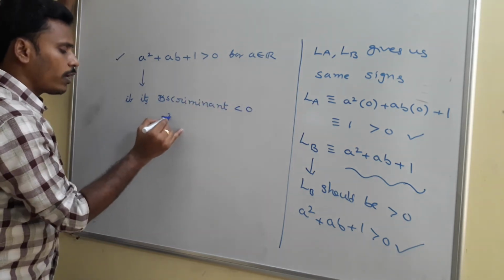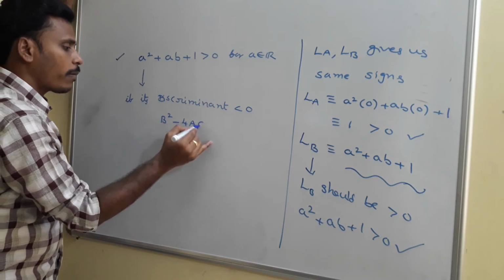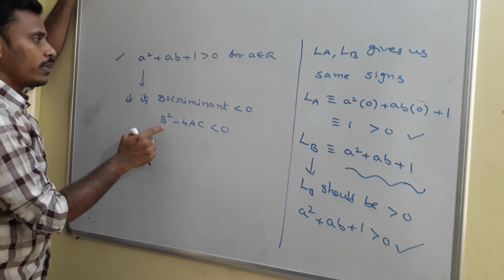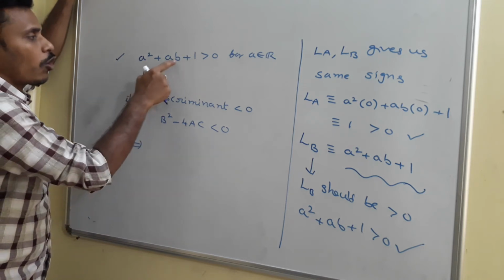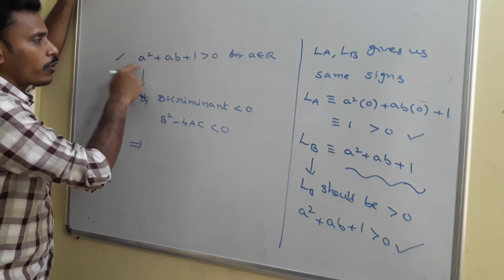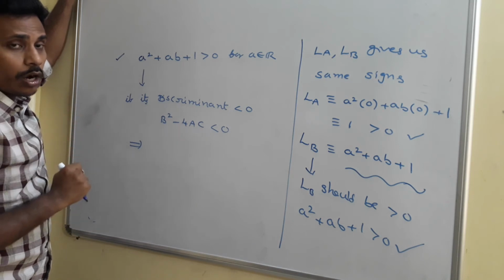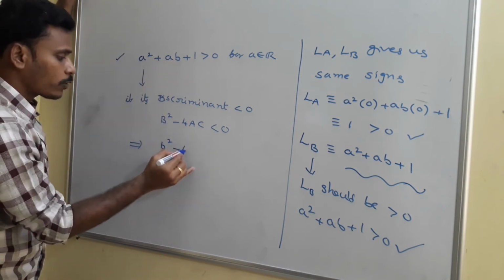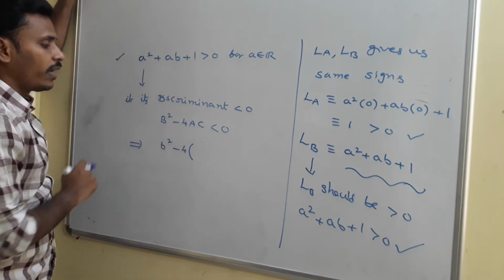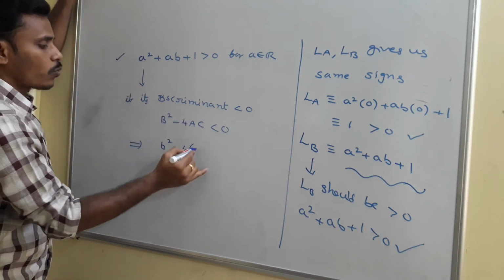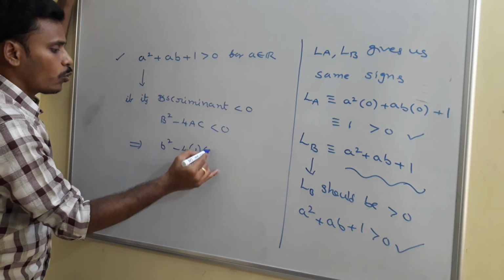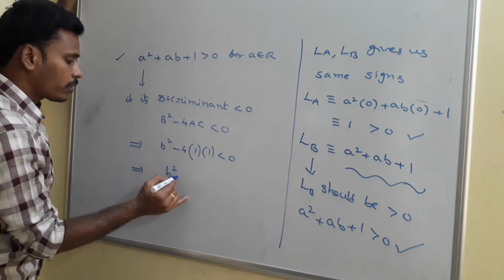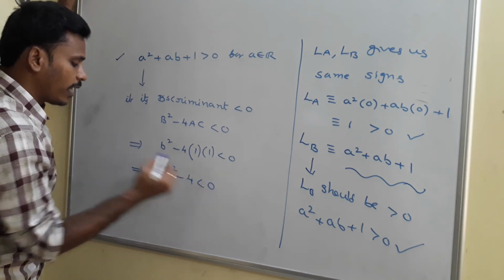I think if you know about the discriminant, b square minus 4ac is less than 0. And what is the b? This b is the coefficient of a here. This is quadratic in terms of a, right? A square is involved, so the coefficient of the a term is b. So b square minus 4 times the coefficient of the a square term, which is 1, and c is also 1, is less than 0. And at the end you have that b square minus 4 is less than 0.